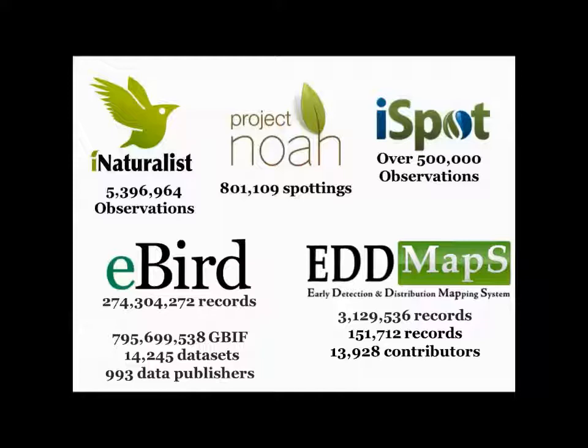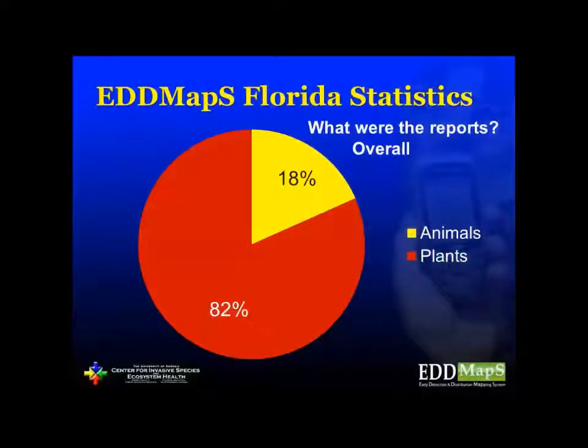Now, we're working, and I think this is going to be really great, with a project with Encyclopedia of Life to start bringing in that iNaturalist data for invasive species into EDDMapS. So if somebody reports an Asian longhorned beetle into iNaturalist, then that report will go to EDDMapS and it will trigger the alerts to the folks.